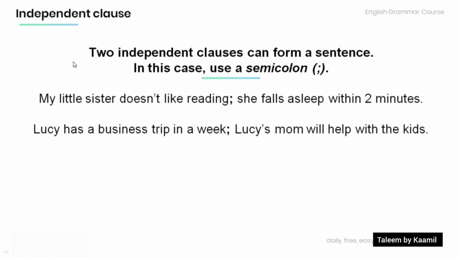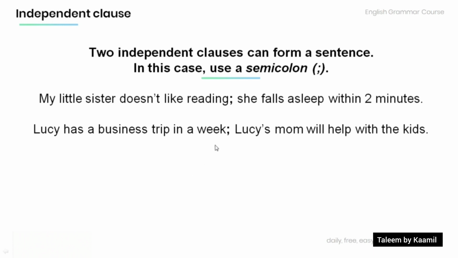Also note that two independent clauses can form a sentence. Now in this case, make sure to use a semicolon. Have a look at the examples below. My little sister doesn't like reading. She falls asleep within 2 minutes. Now these are two independent clauses connected with a semicolon.